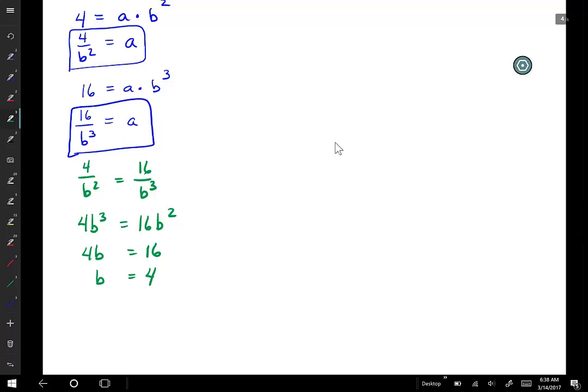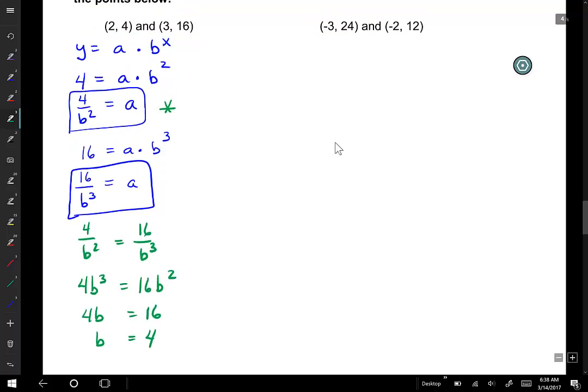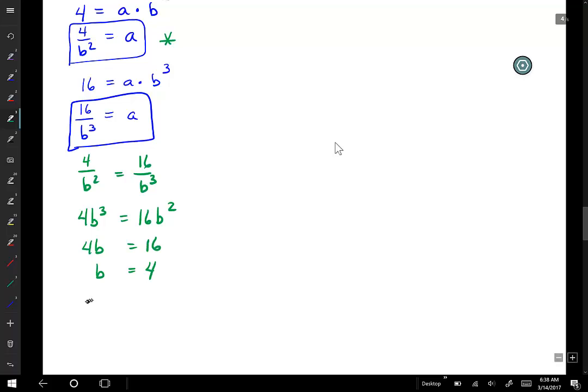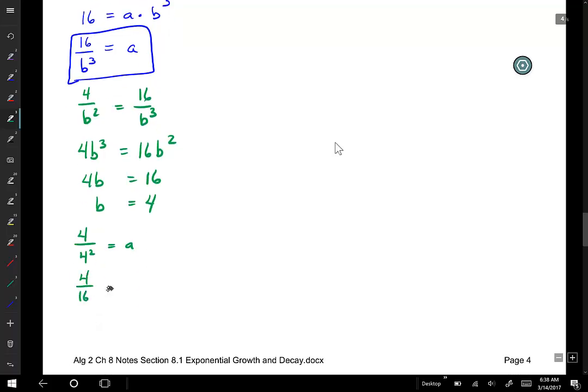Now we're going to put that back into my original equation to find the value of a. So I'm going to go back to my original equation up here. 4 over b squared equals a. And so I have 4 divided by b squared, and in this case, it's 4 squared, so 4 over 16 equals a. So a equals 1/4. We could check this by trying it in the second equation. 16 over b cubed equals a. That's 16 over 64, which is also a equals 1/4.